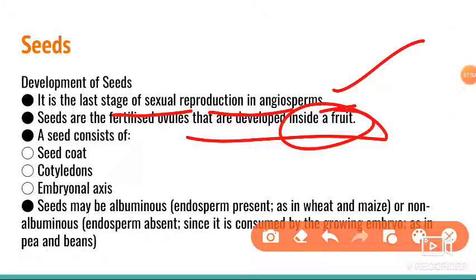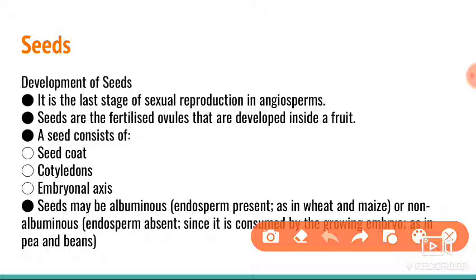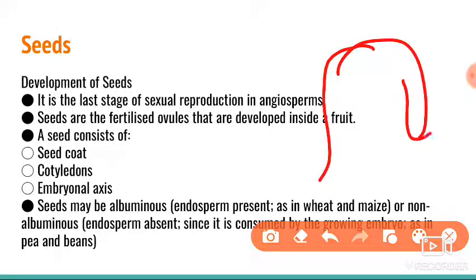Inside the fruit there is a development of seeds, or ovules. And if you observe the structure of the seed, it mainly contains a seed coat, cotyledons, and an embryonal axis. Already we studied the embryonal axis. First one here, the seed coat. The seed coat is mainly made up of the integument.